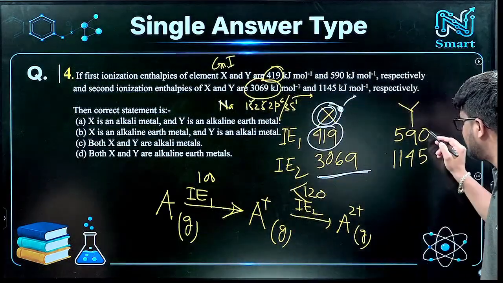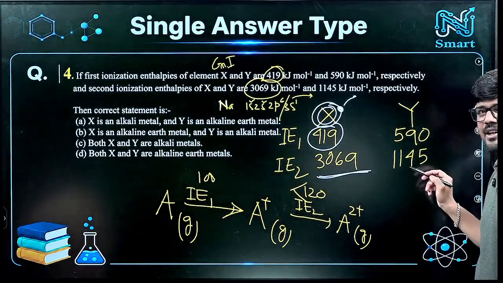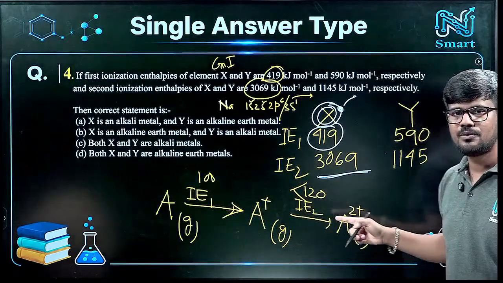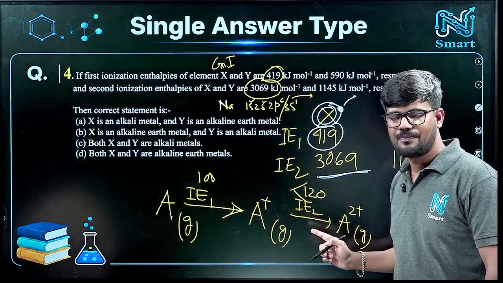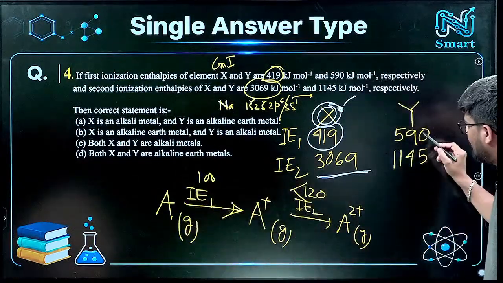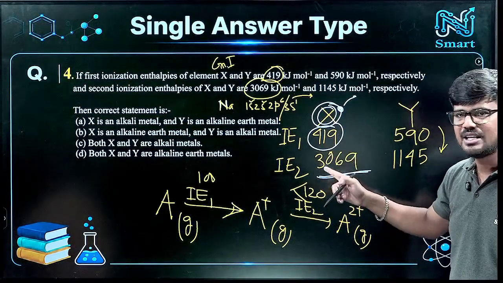Second example, you just check, 590 say 1145. Yes, it is increasing. As we know, if you keep removing electrons, normally ionization energy will increase step by step. But this increment is not that much compared with this.